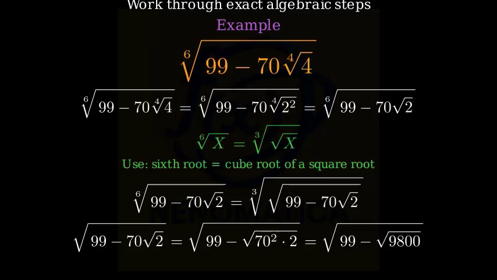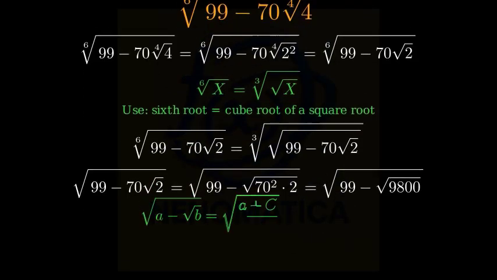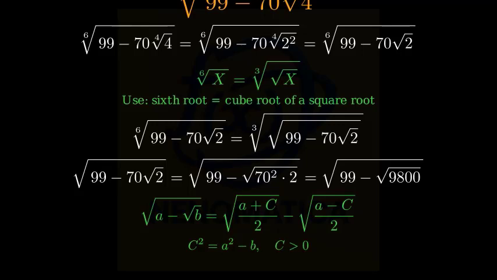Here is the classic identity to crack nested radicals. For positive numbers a and b, if c squared equals a squared minus b, then the square root of a minus the square root of b equals the square root of (a plus c) over 2 minus the square root of (a minus c) over 2. In our case, a equals 99 and b equals 9,800.